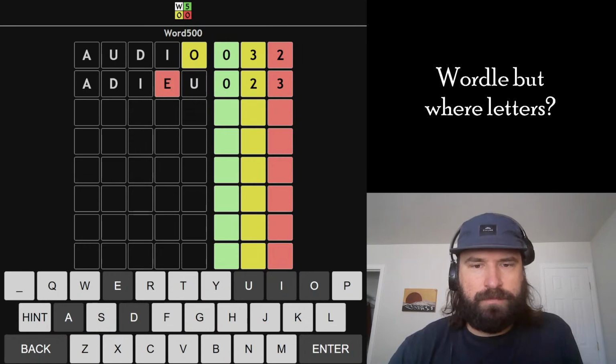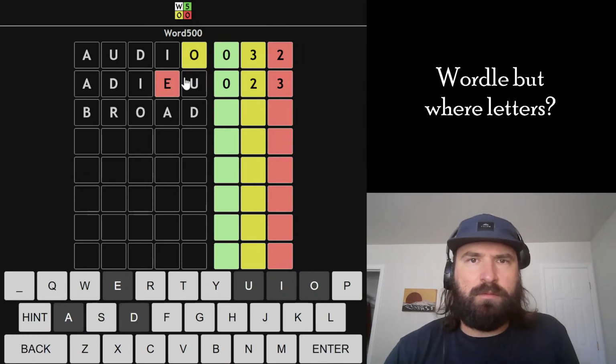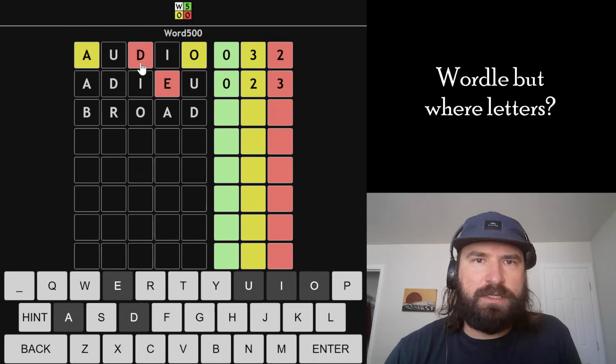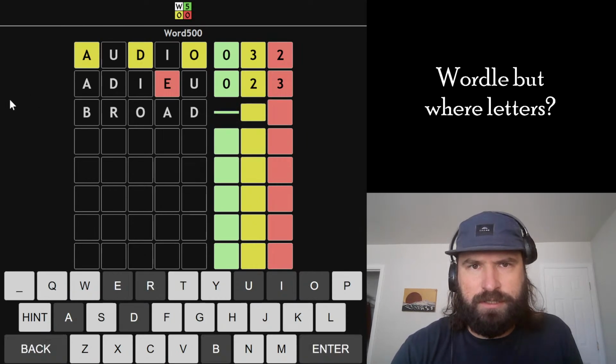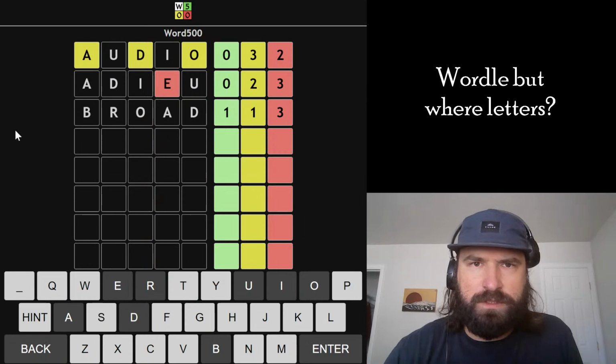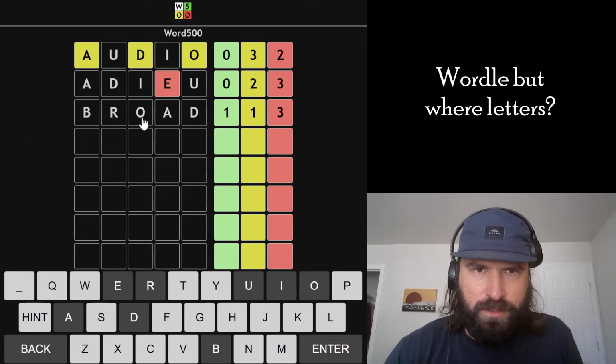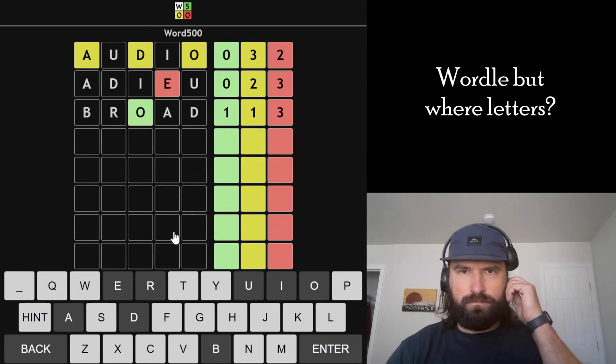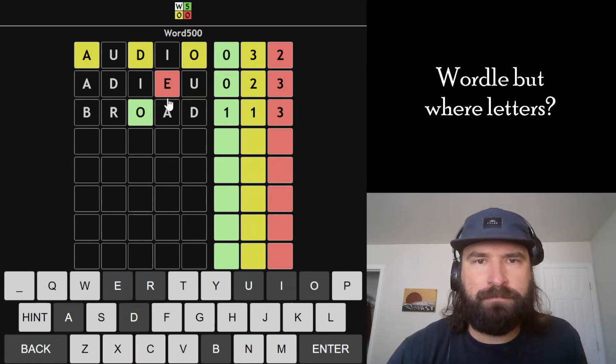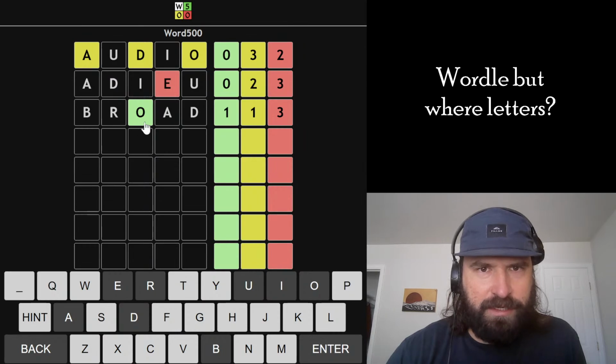I'm just going to go broad. So I'm moving the O. I'm trying the A and the D as our other yellows there. Okay. So I know the O is in the word, so the O could be green here. I'm probably going to run under that assumption, because that's the only letter that I know is in the word, so I might as well test it there again.